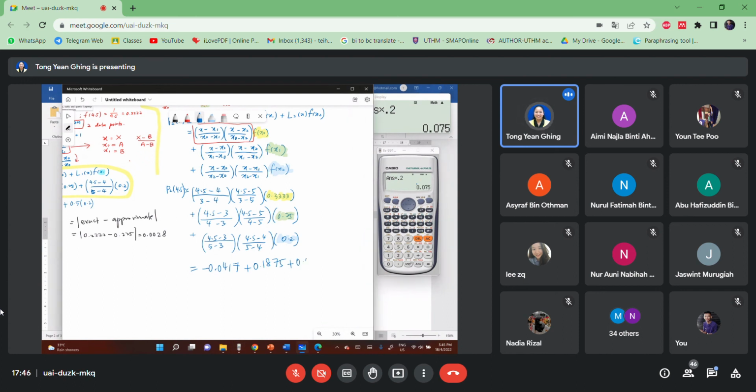So 0.075. Plus 0.1875 minus 0.0417. So we get 0.2208. So now we have to find the absolute error, 0.2222 minus 0.2208.